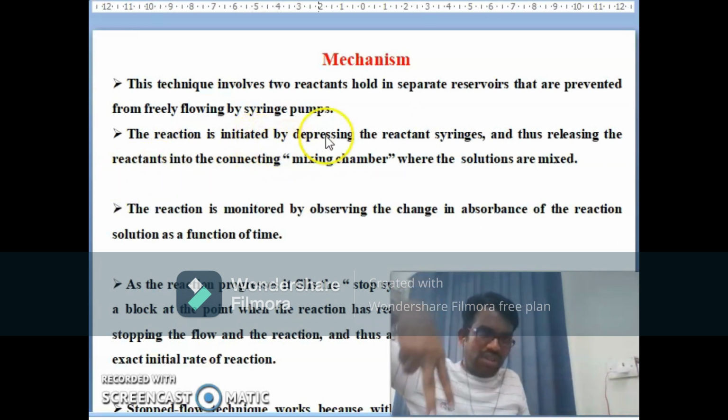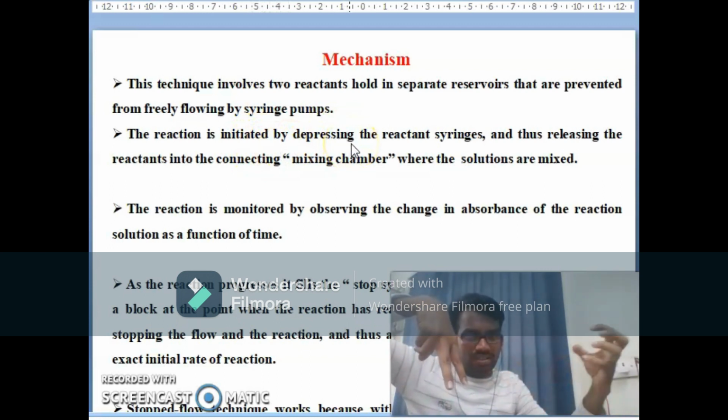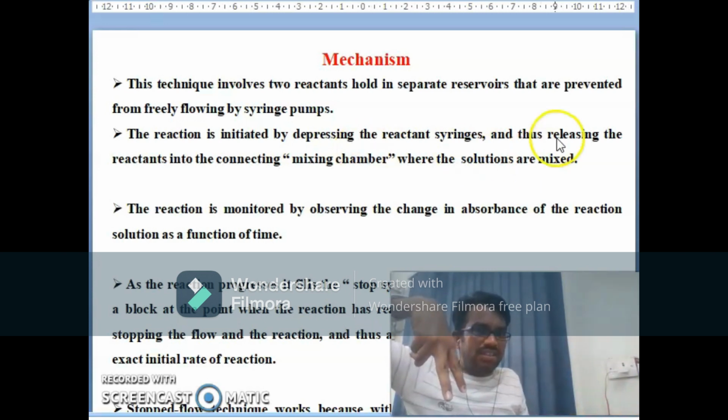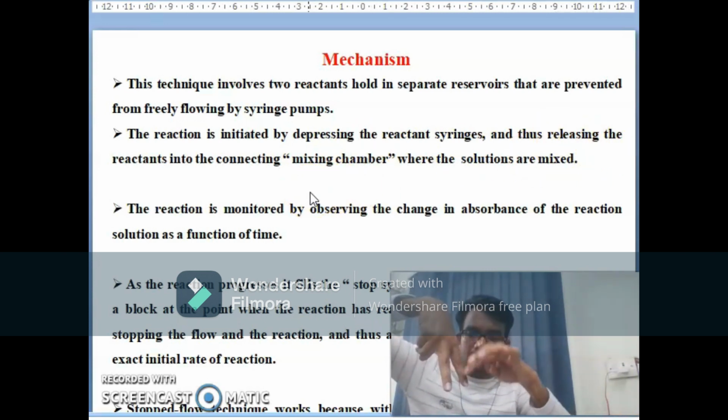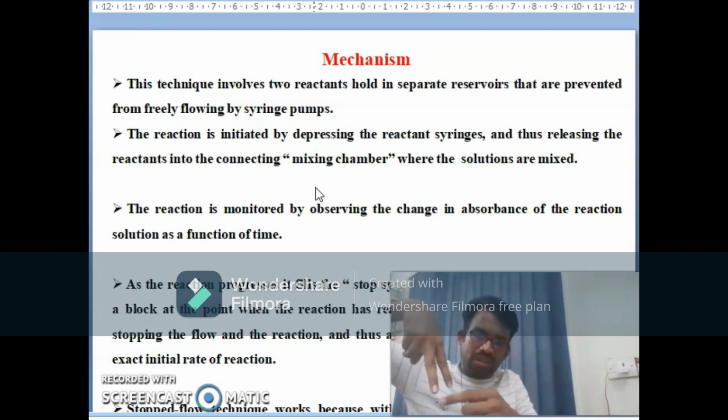The reaction is initiated by depressing the syringes, giving the command to the system, thus releasing the reactants. When you depress them, what happens? The solutions from syringes A and B come out and connect to what is like a mixing chamber, where the solutions are mixed. That is called the mixing chamber. Both are mixed in the mixing chamber.